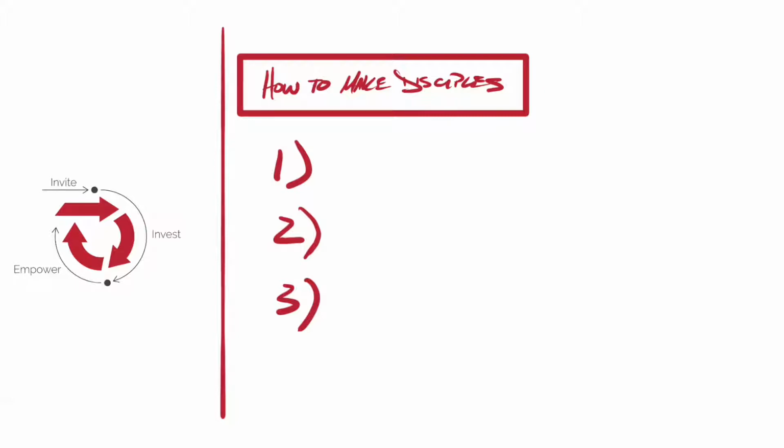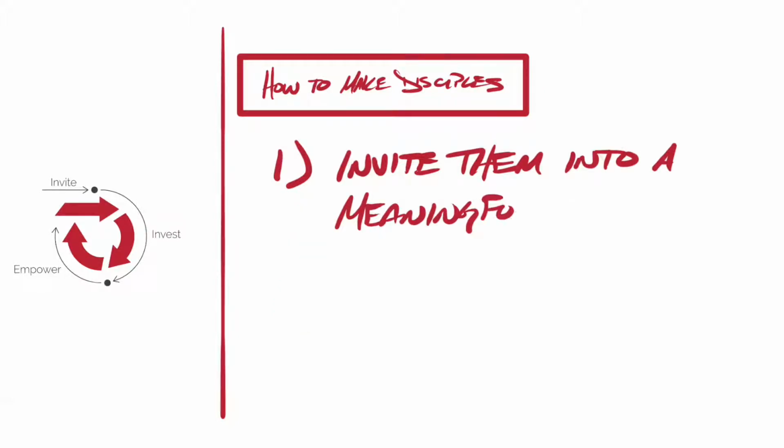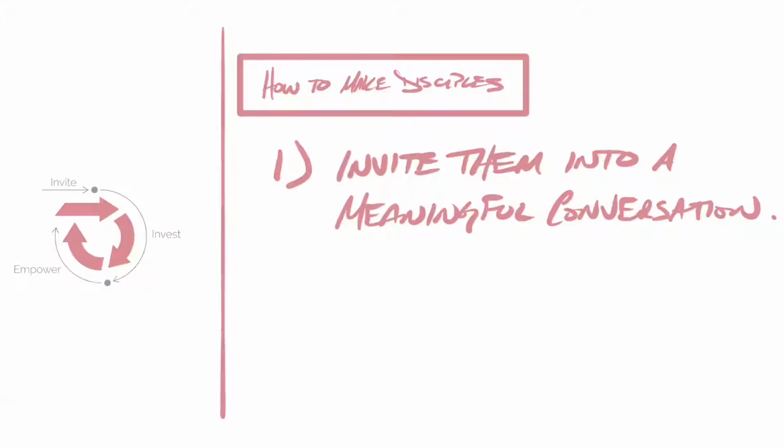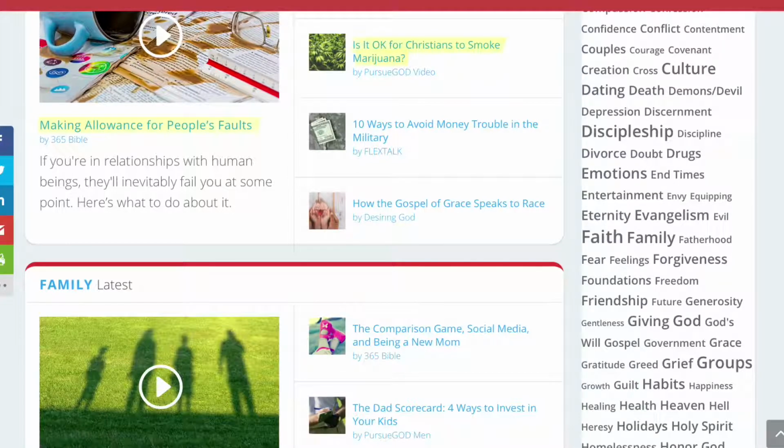The first step is pretty simple. Look at that image to the left. Just invite them. Now, what you're going to do is invite them into a meaningful conversation. That's what our resources, that's what our system, that's what our method is all about. Just having a conversation. So if you check out our website, you'll notice it's filled with topics that you can have conversations on. Now, everything on pursuegod.org has a biblical basis behind it.